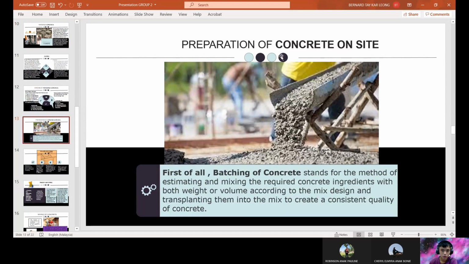Okay, preparation of concrete on site. First of all, batching of concrete stands for the method of estimating and mixing the required concrete ingredients by either weight or volume according to the mix design and transferring them into the mixer to create a consistent quality of concrete.